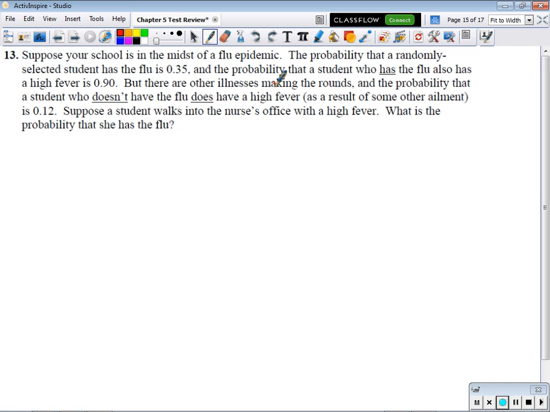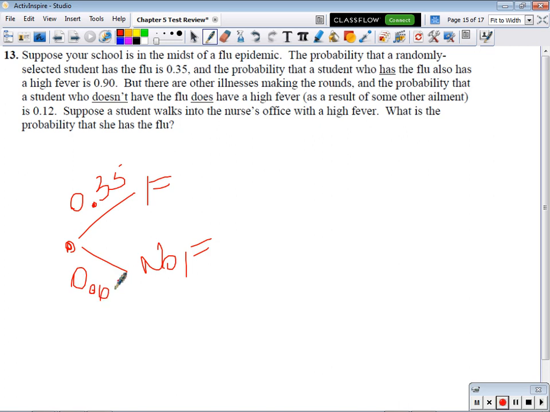So I'm going to start my tree diagram with has the flu, doesn't have the flu. The probability that someone has the flu is 0.35, which means the probability that they don't have the flu is 0.65. So you got that there. Then we have high fever versus no high fever, and then the same thing here: high fever, no high fever.